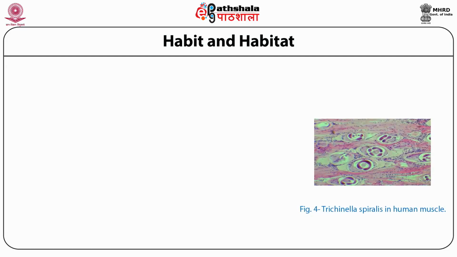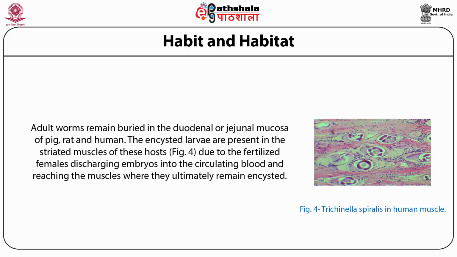Habit and habitat. Adult worms remain buried in the duodenal or jejunal mucosa of pig, rat, and humans. The encysted larvae are present in the striated muscles of these hosts, due to the fertilized females discharging embryos into the circulating fluid, which reach the muscles where they ultimately remain encysted.